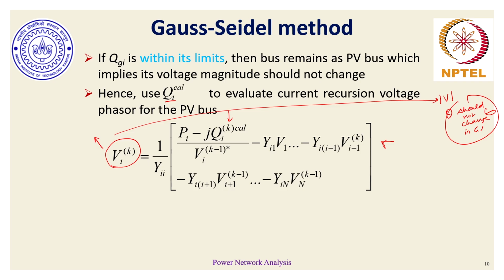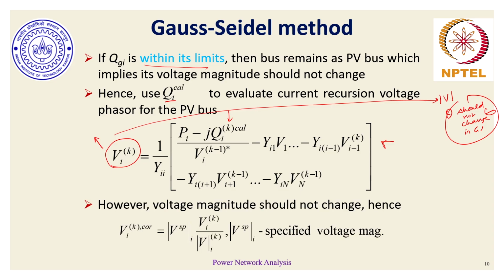A PV bus remains a PV bus as long as Q is within a limit. If Q is within a limit, the voltage magnitude should not change. So in a way we correct the voltage magnitude as per this correction factor. If you see, Vi specified is the specified voltage magnitude of the PV bus. We are dividing the voltage phasor by the actual value of the voltage magnitude that we have obtained and multiplying with the Vi specified value. So the phase angle between Vi corrected, where COR refers to the corrected voltage magnitude, and the evaluated voltage phasor does not change; only the magnitude is changing.